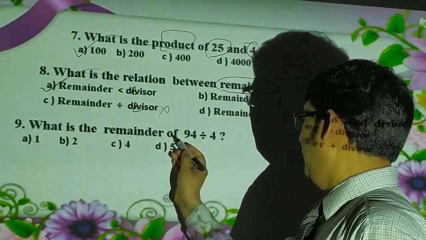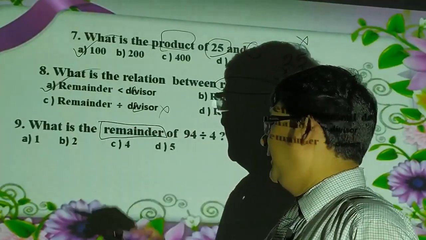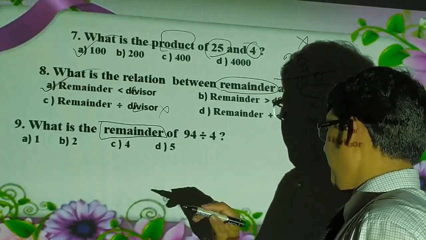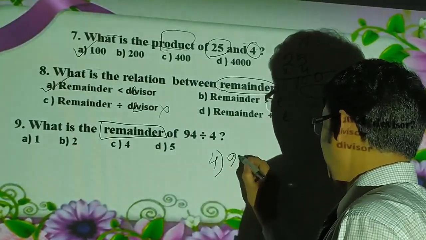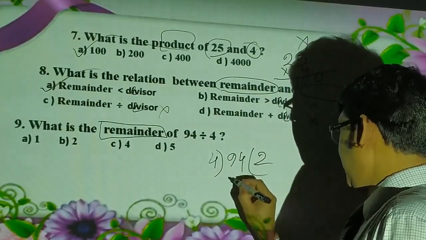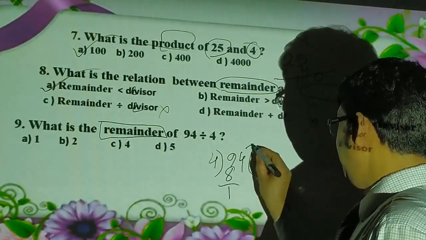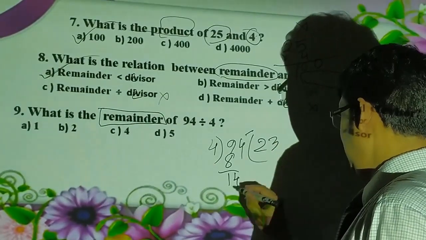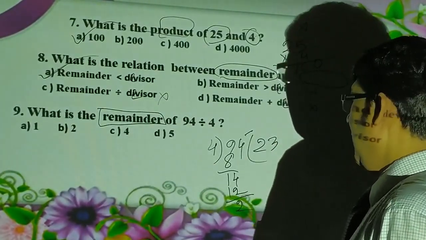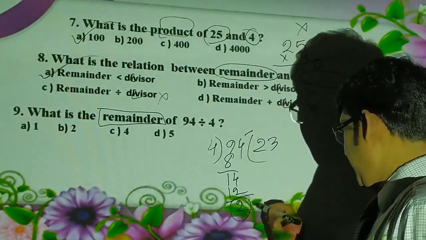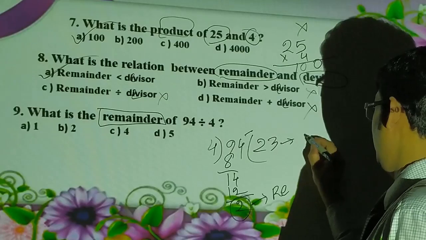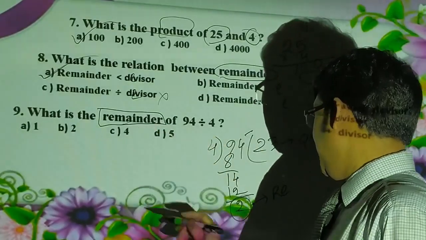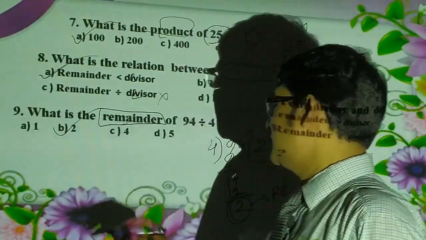Another question. What is the remainder of 94 divided by 4? Our keyword is remainder. So 94 divided by 4, you write. So 2 times 4 will be 8, and if you put this 4 here, 3 fours are 12. So the remainder is 2. Our question is the remainder. So you will write this one. So our answer is 2.